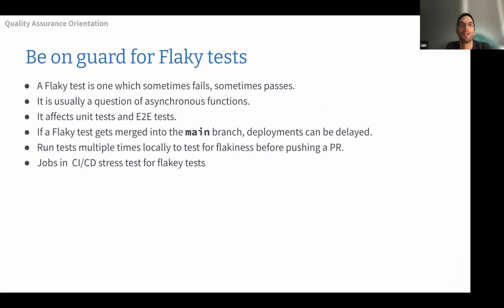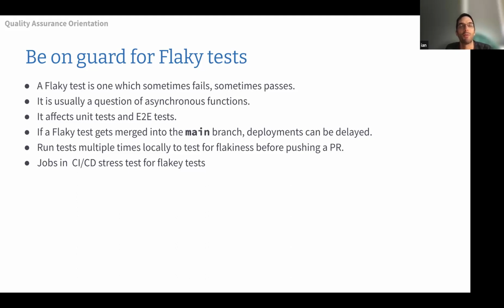One of the big issues with this whole process is what we call flaky tests. Basically, it's one which sometimes fails and sometimes passes, and it's sort of indeterminate. Usually it's a question of asynchronous functions, or it's a question of test order, because the order of the tests is randomized between different CI runs, basically to try to look for issues like this. And it can affect unit tests or end-to-end tests. The problem is if a flaky test gets merged into main, and then you branch off main and try to push a PR, now the flaky test might start being flaky, and you can't merge your PR into main. And this can be very frustrating.